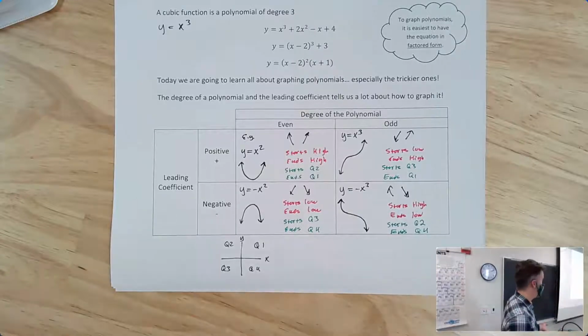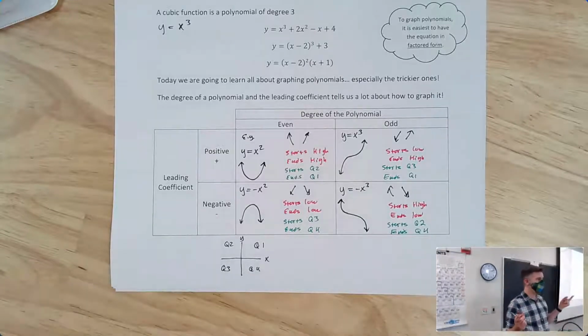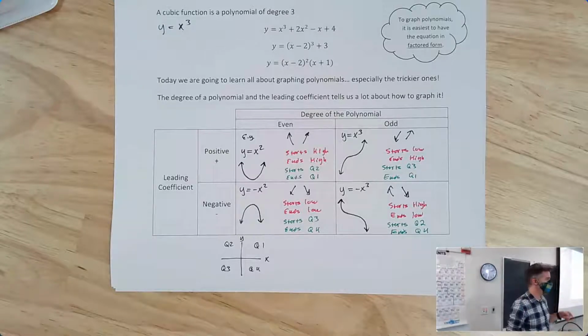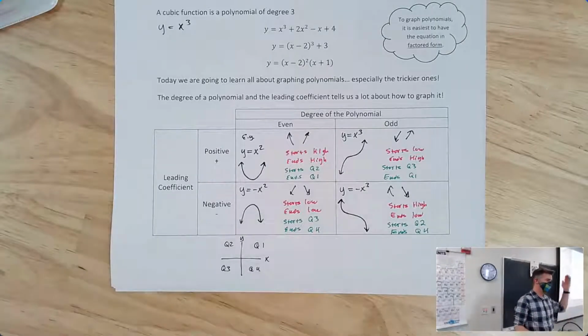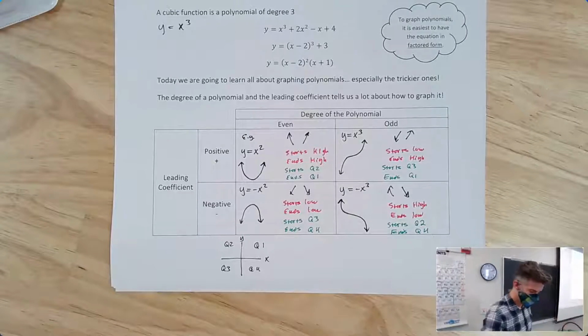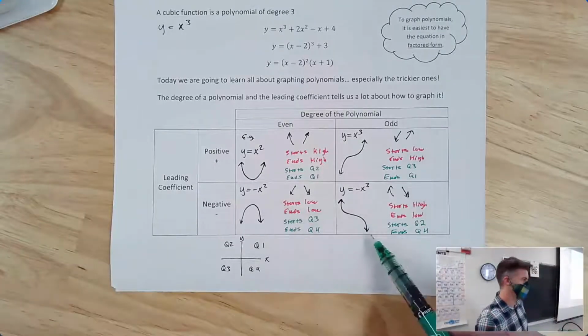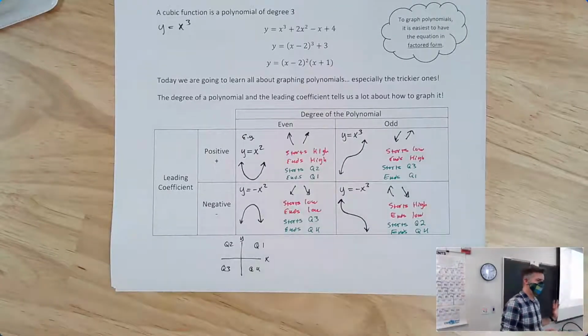So these are the 4 possibilities. If the degree is even, both up or both down. If the degree is odd, they're opposite. One up, one down. And then if it's a positive leading coefficient, I really just think about it that way: the right side's up. And if it's a negative leading coefficient, the right side's down. I know it's going to do a thing.